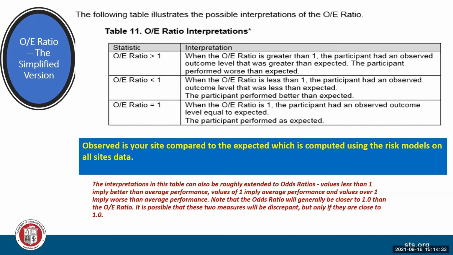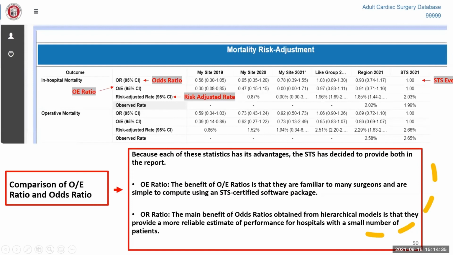So if we go back to this slide and we look up here, in-hospital mortality, the OE ratio is 0.3. That's pretty darn good. Wow. So that's way under 1. So these people are doing great with mortality. They're having low mortality rates. You can see the STS rate is always 1. That's going to be the average.